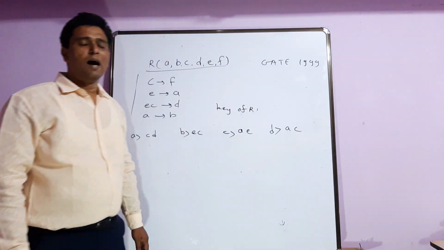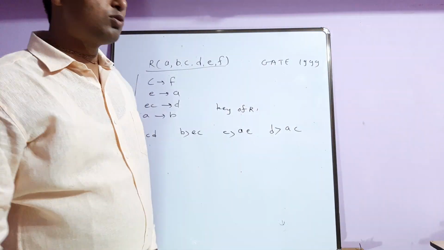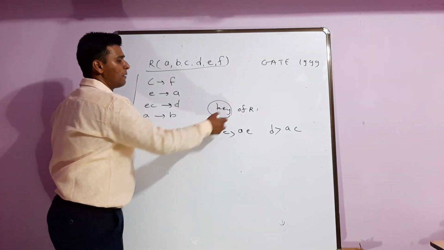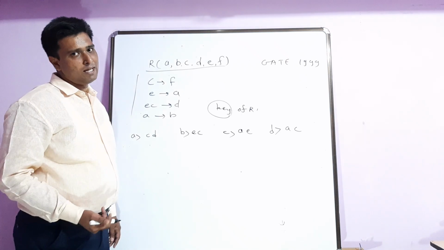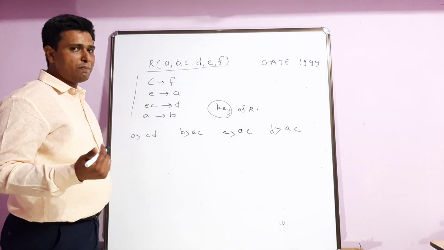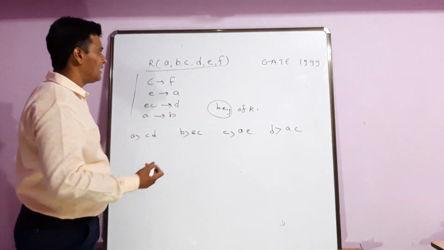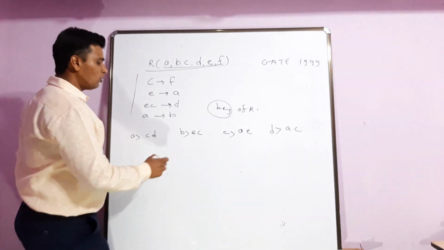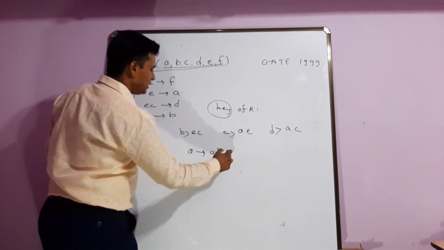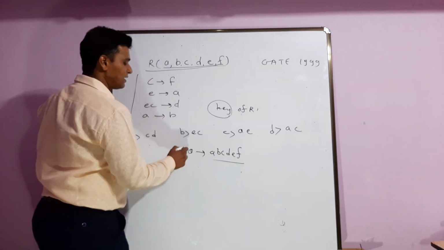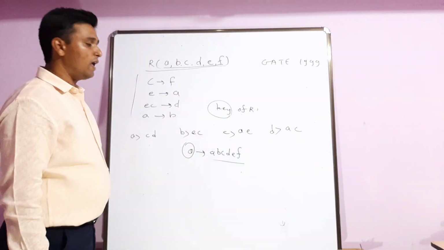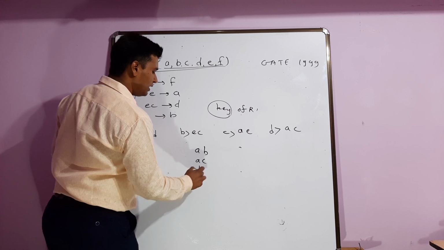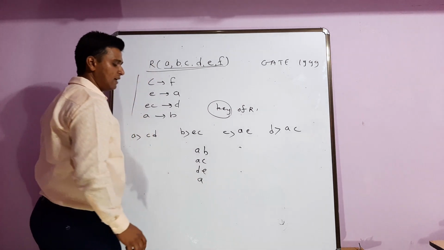Now they have asked for the key of R. So what is the key of R? A key can be a primary key, or it can be a candidate key. Here, key generally means a primary key. What is a candidate key and what is a primary key? First I will tell you about the candidate key. If a key determines all the attributes of the relation after finding the closure, say A determines A, B, C, D, E, F, then we can say that A is a candidate key. We can have AB as a candidate key, AC as a candidate key, or D as a candidate key, and we can have A as a candidate key.